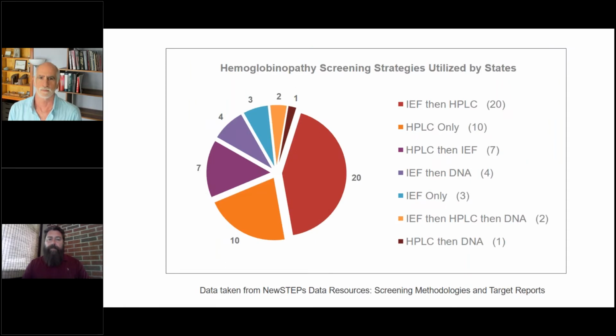So this is a breakdown of the strategies that states use. So they can use 1, 2, or all 3 of these methods. There's 20 states that screen every baby with IEF and then use HPLC as a second tier for the ones that are abnormal or questionable. 10 states only use HPLC. 7 states use HPLC then IEF. 4 IEF then DNA. 3 states only IEF. 2 use IEF, then HPLC, and then DNA, and finally 1 HPLC, and then DNA. And I got this data from the NewSTEPs data resources on methodologies.